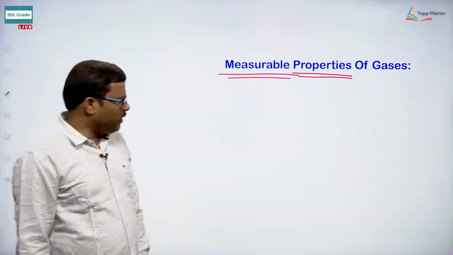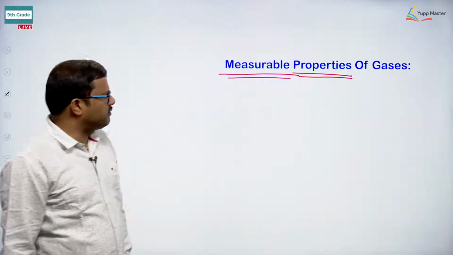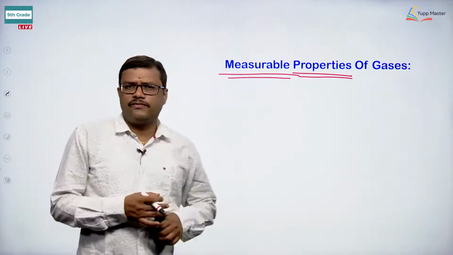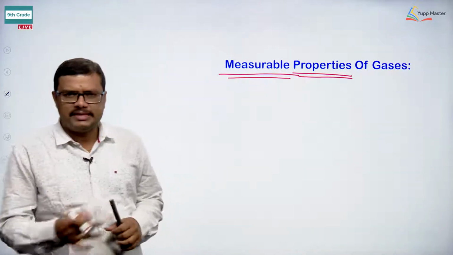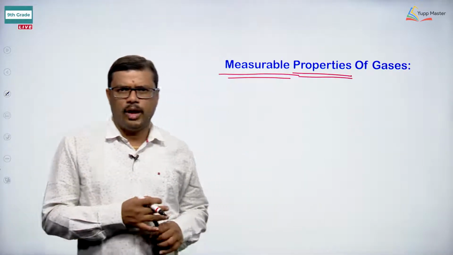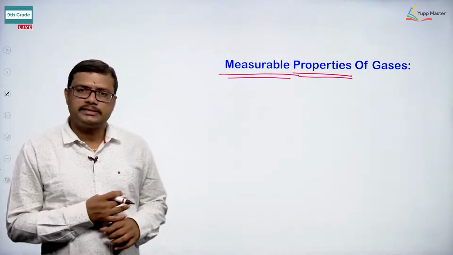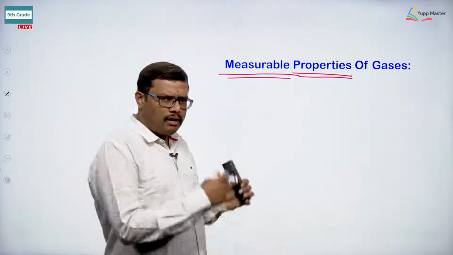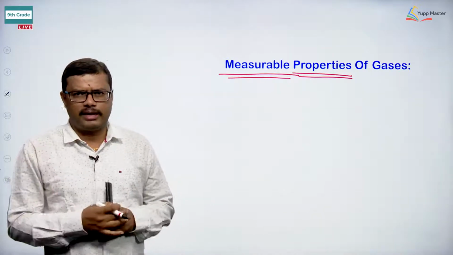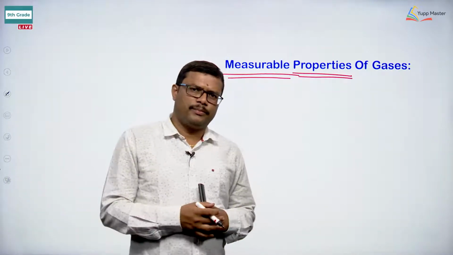Okay. So, before we enter into the measurable properties of the gases, let me give you the number of elements present in the periodic table which are gases. Do you know how many elements in the periodic table are gases? We know that all elements are arranged in the long form, or the modern form, of the periodic table.